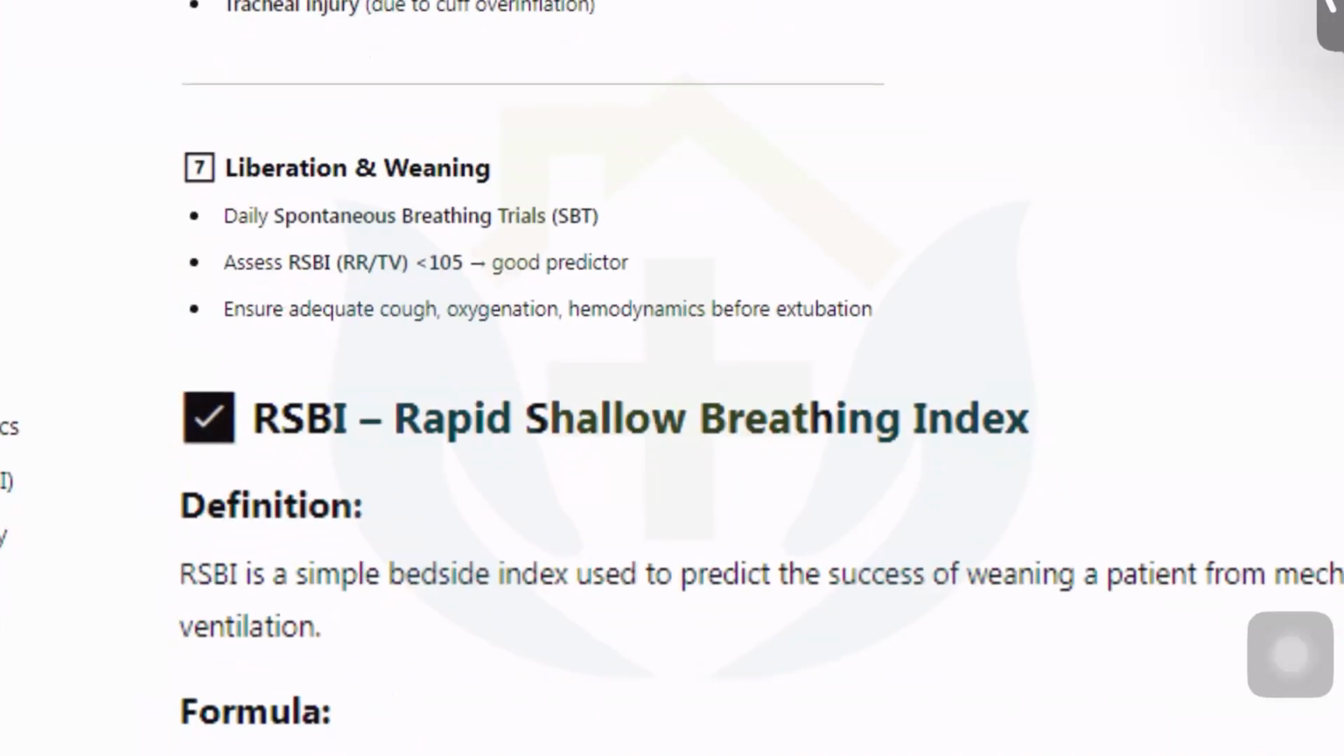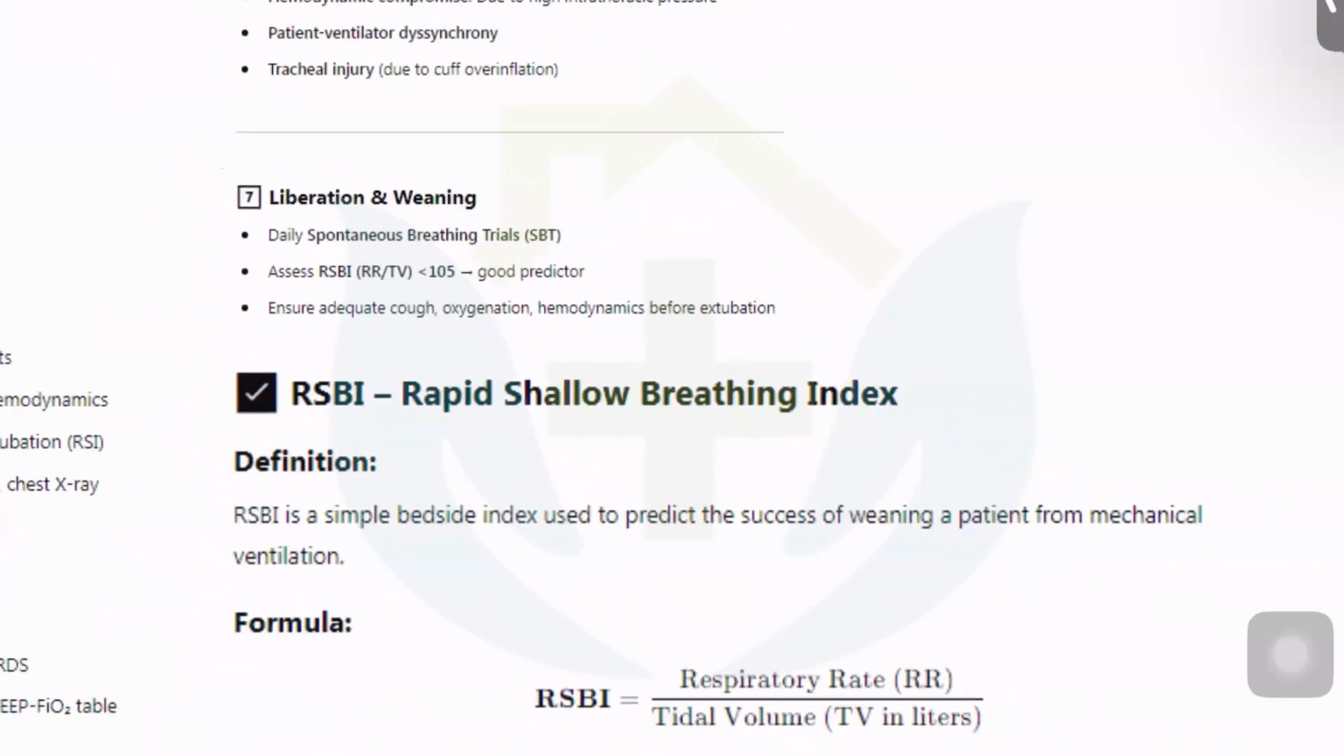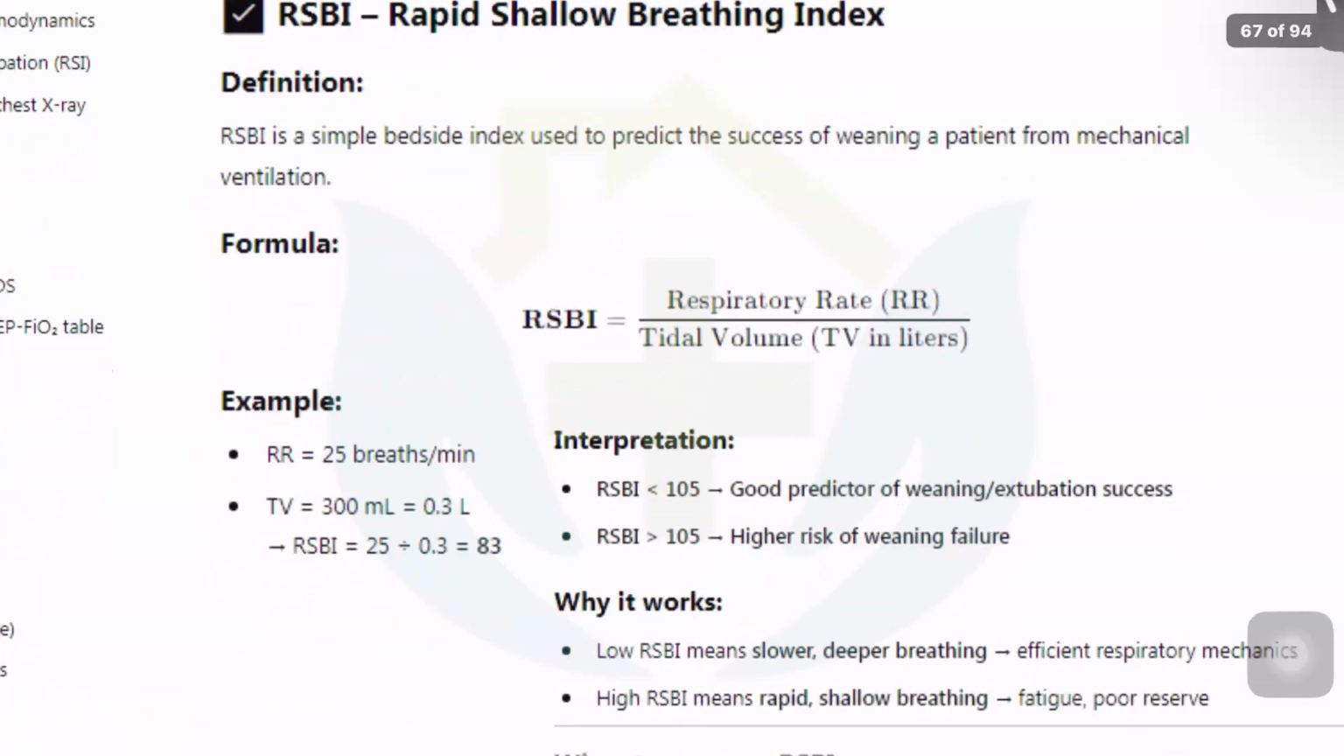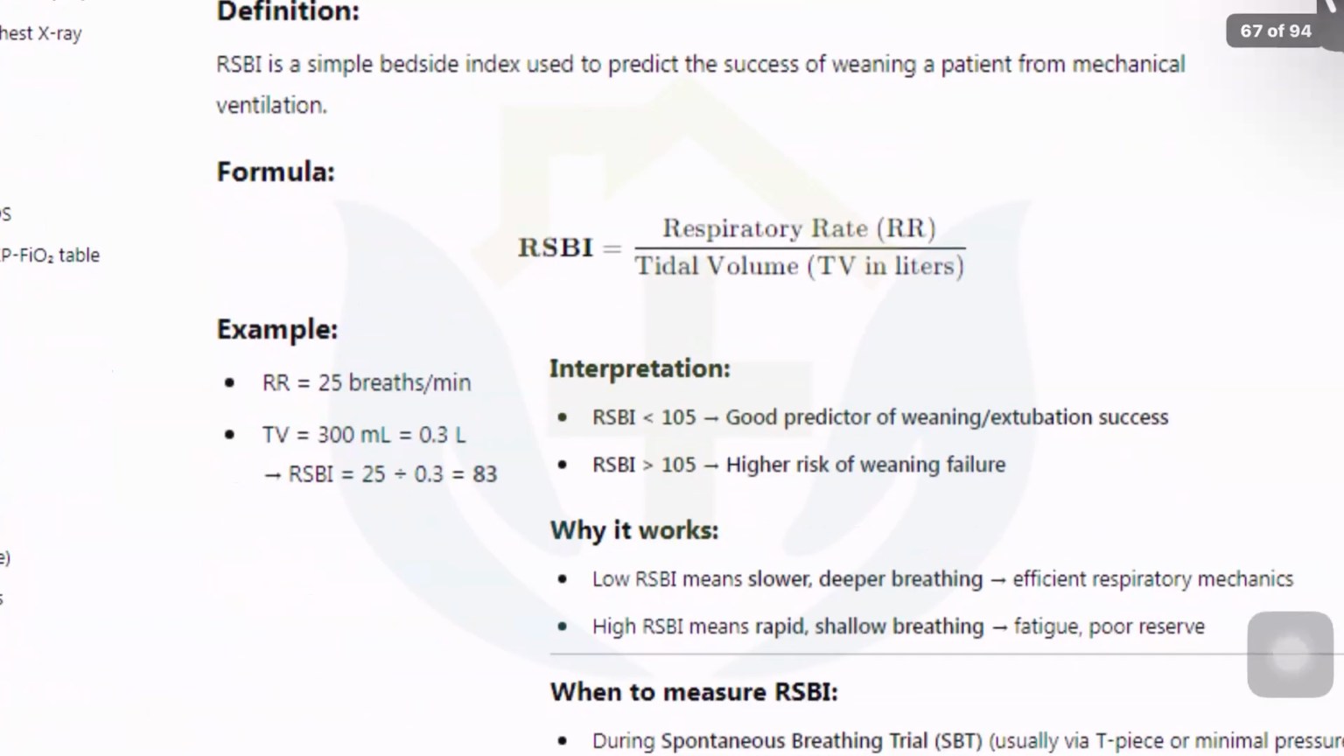Now this RSBI is a simple bedside index which is used to predict the success of weaning a patient off the ventilator. The formula is given here: RR divided by tidal volume. If the RSBI is less than 105, it is a good predictor of weaning or extubation success. If it is more than 105, there is a very high risk of weaning failure. Example, I have given it here.